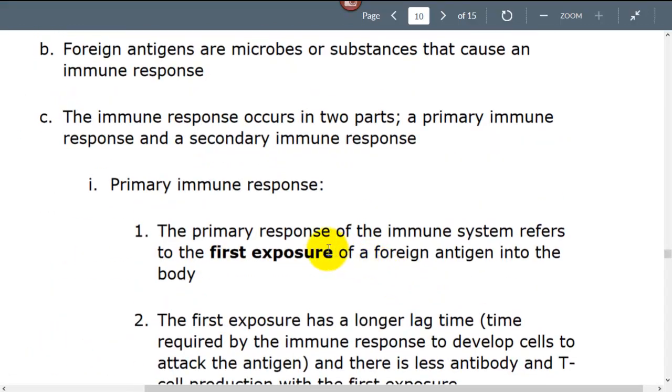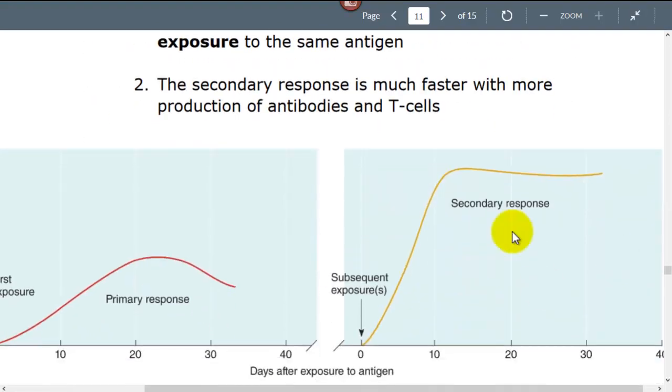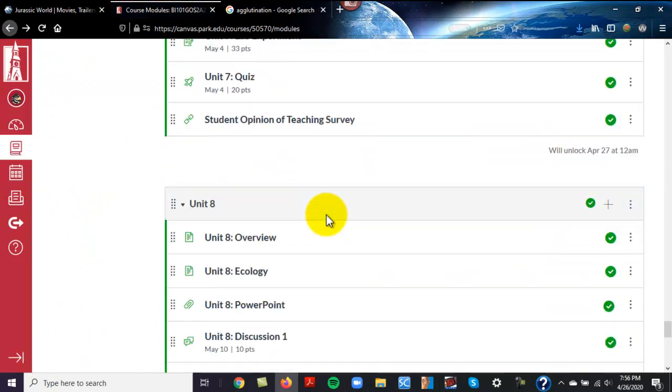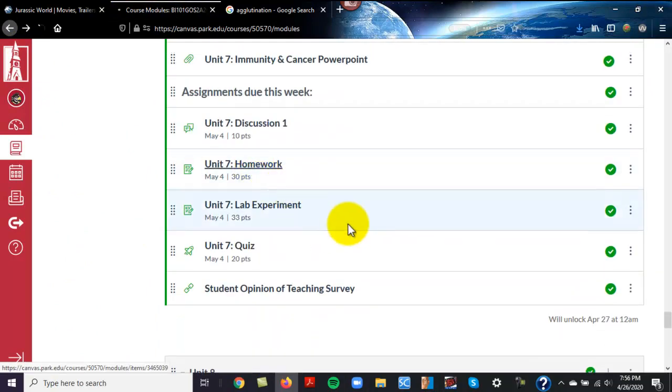And there it is. Primary immune response, first exposure to a foreign antigen, the secondary, and then here's a graph. And I talked about all that. That part's pretty detailed. And then in the homework, you're going to be answering, keep going past that.